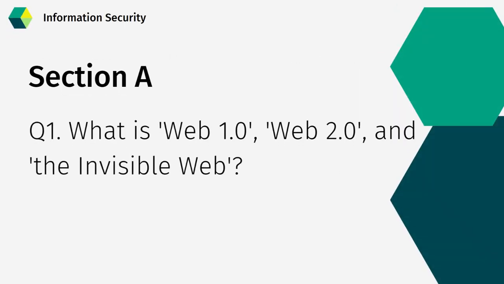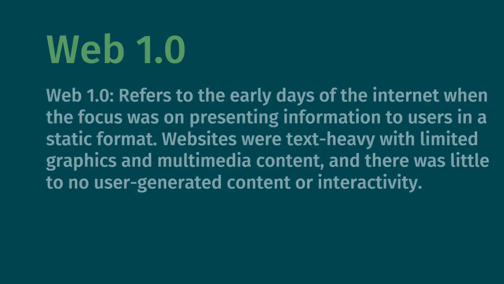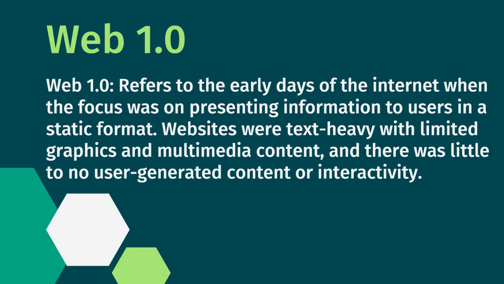Section A. What is Web 1, Web 2 and the invisible web? Web 1. Web 1 refers to the early days of the internet when the focus was on presenting information to users in a static format. Websites were text heavy with limited graphics and multimedia content, and there was little to no user generated content or interactivity.